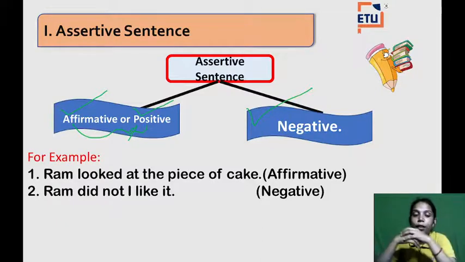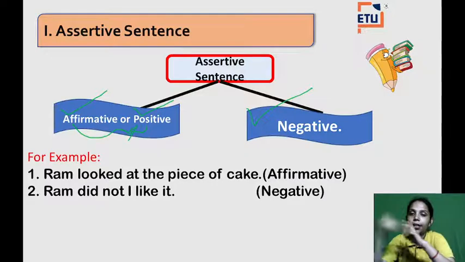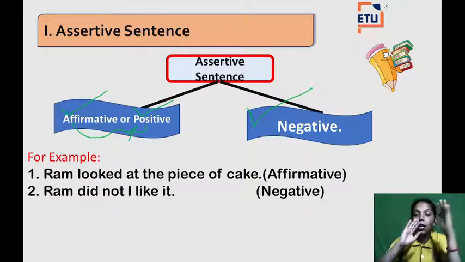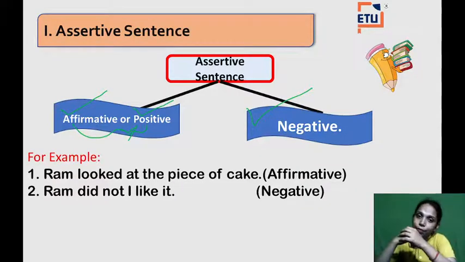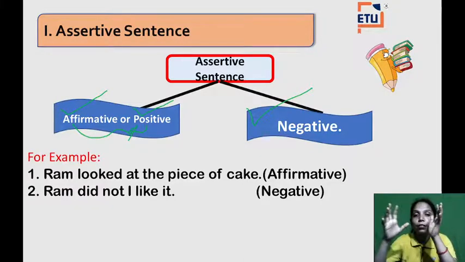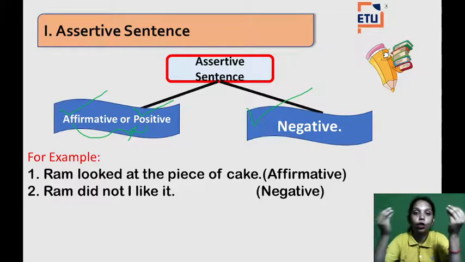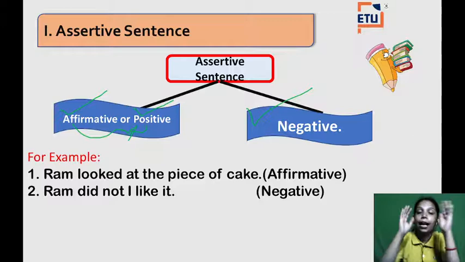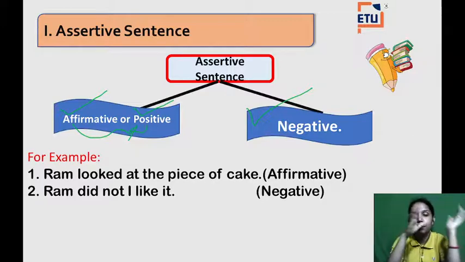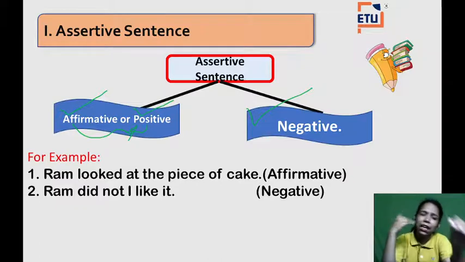So, can you understand? Now, let me do it in another way. Ram looked at the piece of cake. Affirmative sentence. Ram did not look at the piece of cake. Did Ram look at the piece of cake? No. So that is again negative. Ram did not like it. This is negative. Ram liked it. This is nothing but positive, that is affirmative. This negative positive means where we have the word no or not, these come under the negative, and the sentences that do not have any word like no, not come under positive.